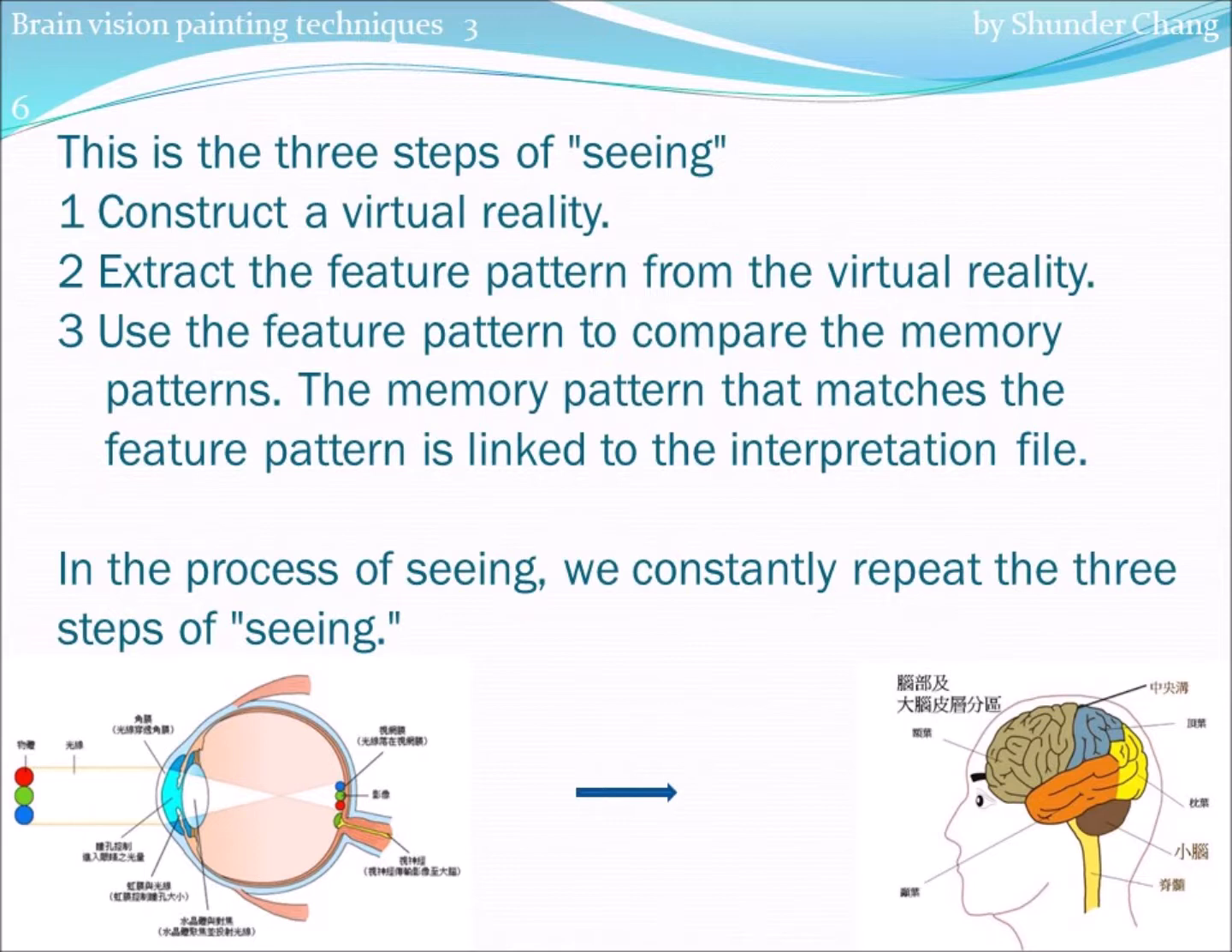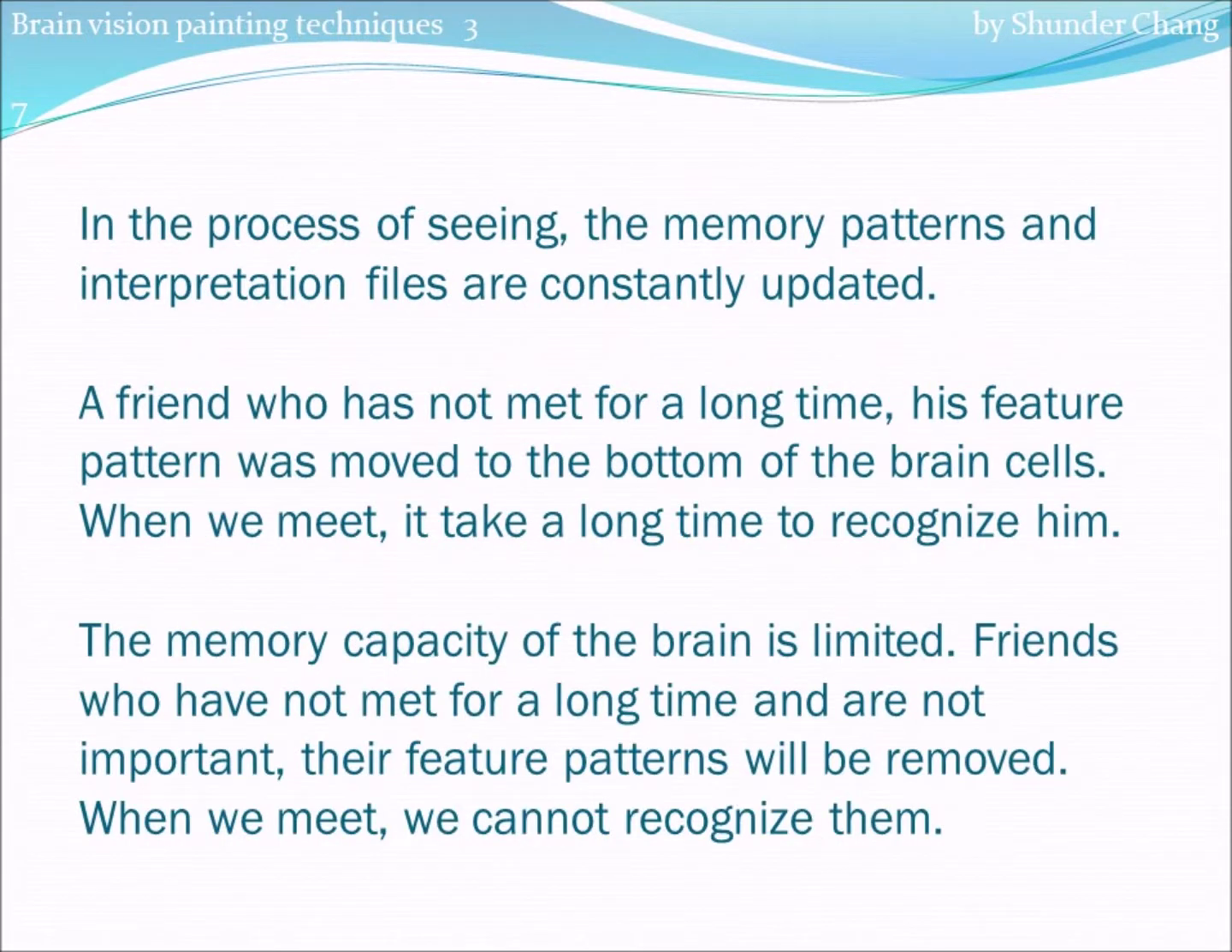In the process of seeing, we constantly repeat the 3 steps of seeing. In the process of seeing, the memory patterns and interpretation files are constantly updated. A friend whom we have not met for a long time, his feature pattern was moved to the bottom of the brain cells. When we meet, it takes a long time to recognize him.